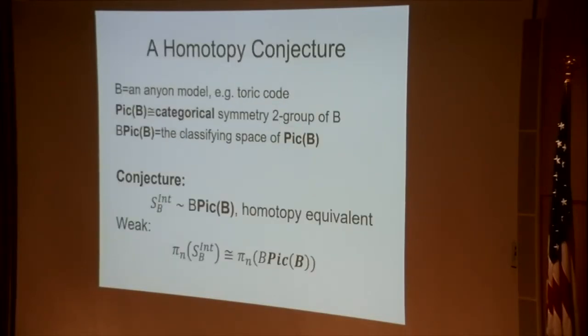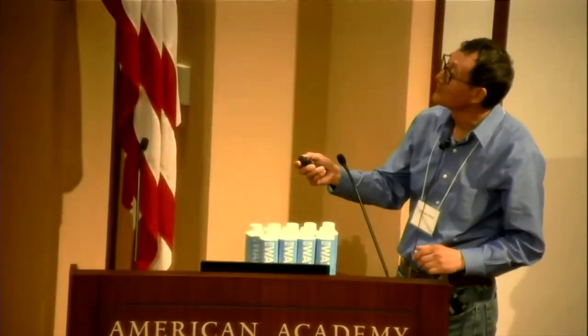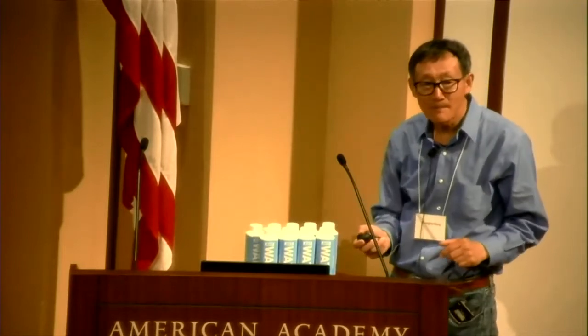So now I want to make basically the main topic of what I want to say in this talk, which is I claim the Hamiltonians modulo the locally definable ones is the categorical classifying space of the categorical symmetry group of the anyon model. So let me explain for those who don't speak this higher categorical language. The anyon model mathematically is a modular tensor category.